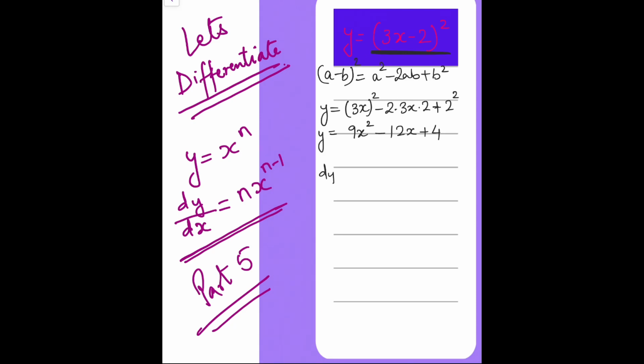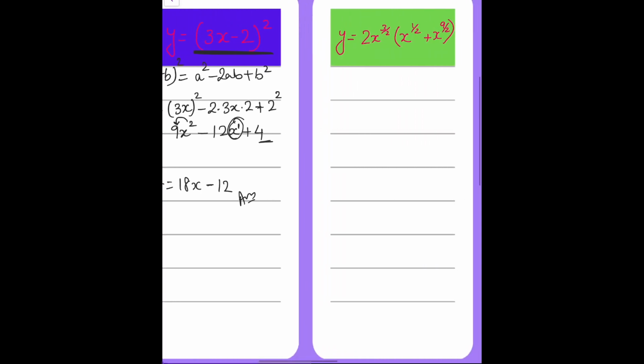Now we have to find dy over dx. So to find that, we will do 2 times 9, which is 18x, minus 12x, and when you just have x to the power of 1, that becomes 1 minus 1, 0, so it's 12, and when there is no x here at the end, we cannot differentiate it. So that is our first question.